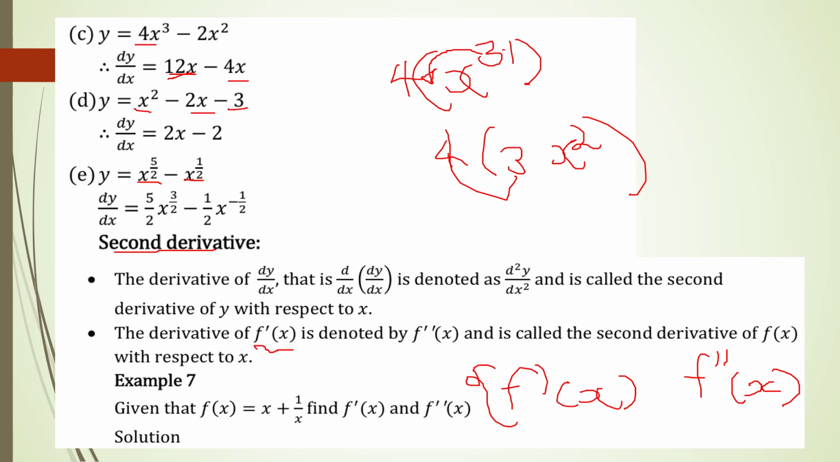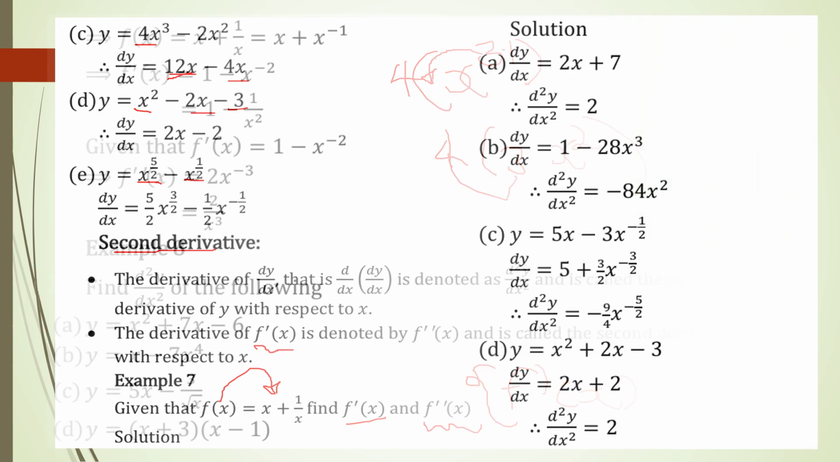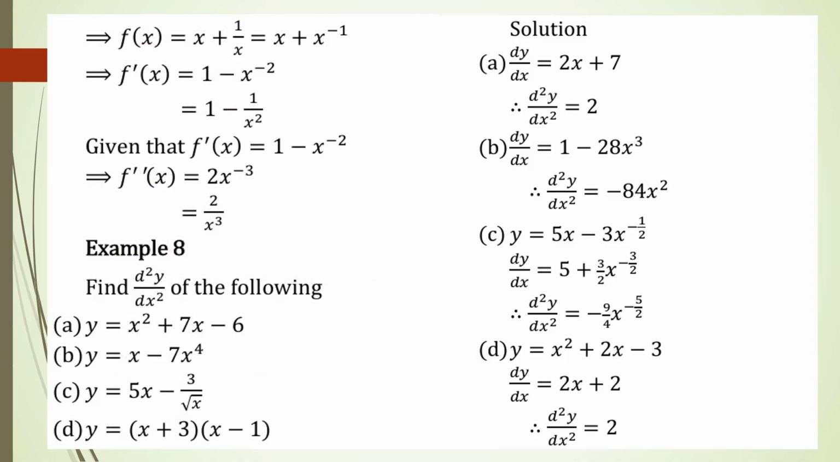Now let's look at the example. If you're having f of x equal to x plus 1 over x, let's find the first derivative and also the second derivative. What the second derivative means is that you are supposed to differentiate for the second time. So provided you have f of x equal to x plus 1 over x, the first thing we do is make it linear. So it's going to be in this format.